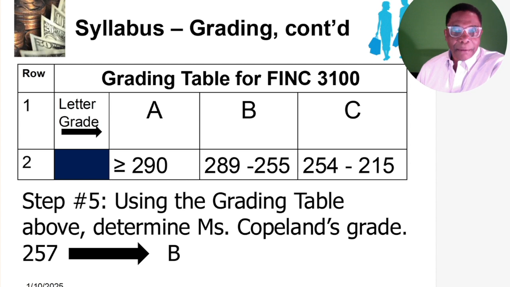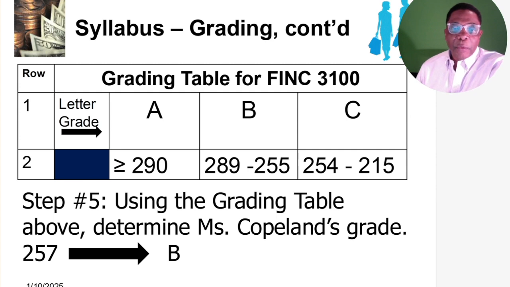To understand the point system that I use for grading in this course, it's helpful to review this table, which relates the points that a student might earn to the letter grade that is finally assigned for the course. If a student earns 290 points or more, they can earn an A. If a student earns 255 points or more, they can earn a B. If they earn 215 points or more, they can earn a C.